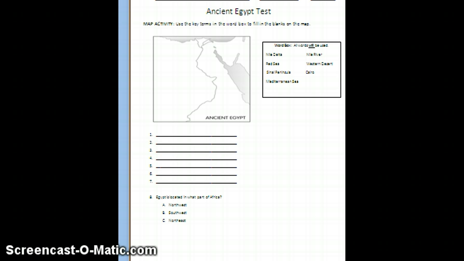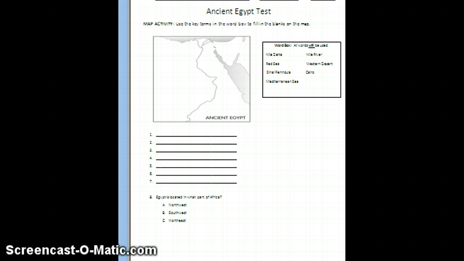Number 11. Which of the following shows the correct order of power? A. Pharaoh, scribes, nobles, farmers, slaves. B. Nobles, Pharaoh, scribes, slaves, farmers. C. Pharaoh, nobles, scribes, farmers, slaves.